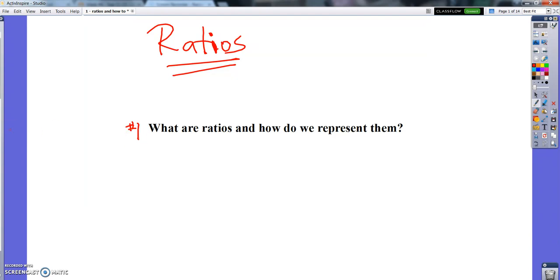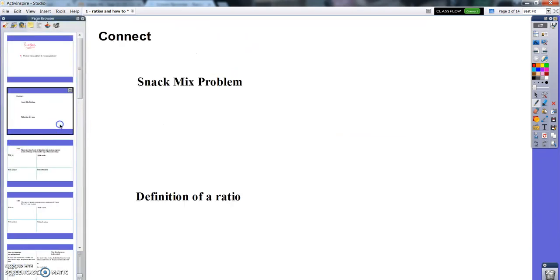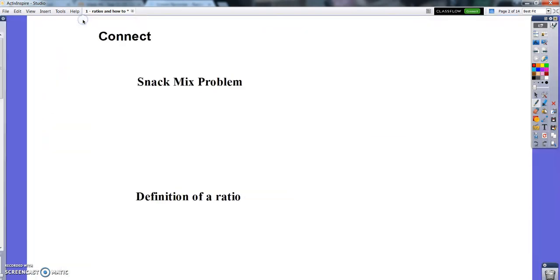All right. So let's talk about what ratios are. You actually already know. We did a problem the other day about snack mix. And the snack mix problem I showed to you because it kind of made you deal with ratios even though you didn't know you were doing it. If you remember back to the snack mix problem, the guy made snack mix and he made it in this equal set of ingredients, right?